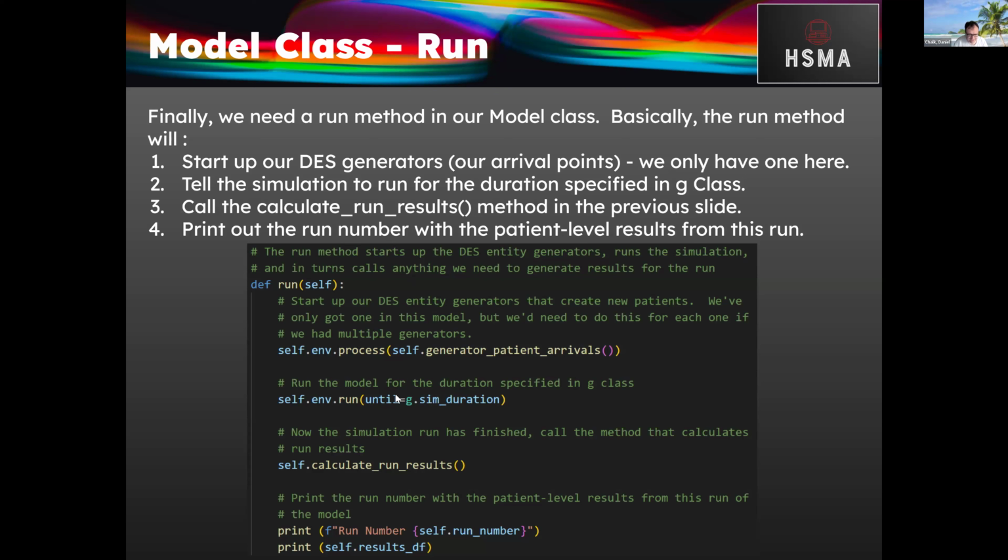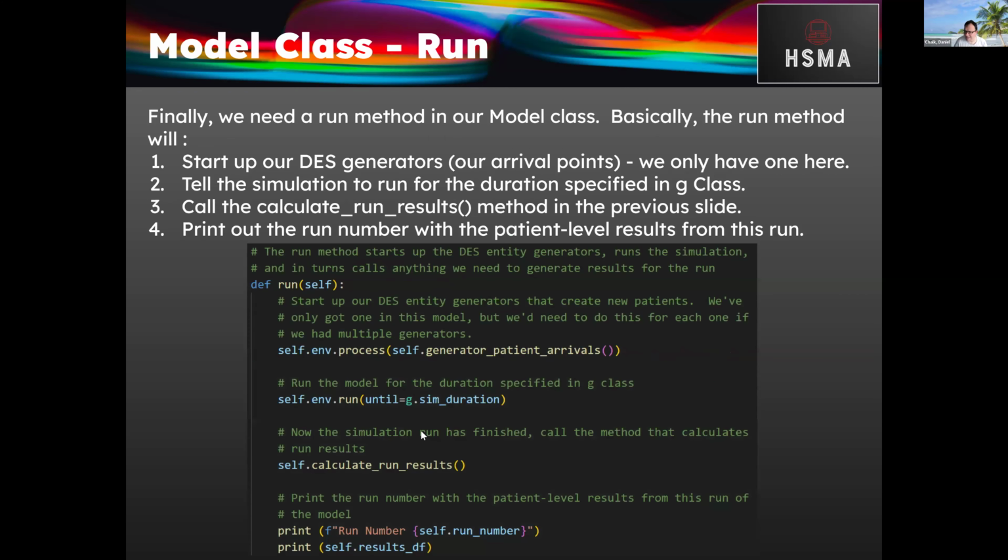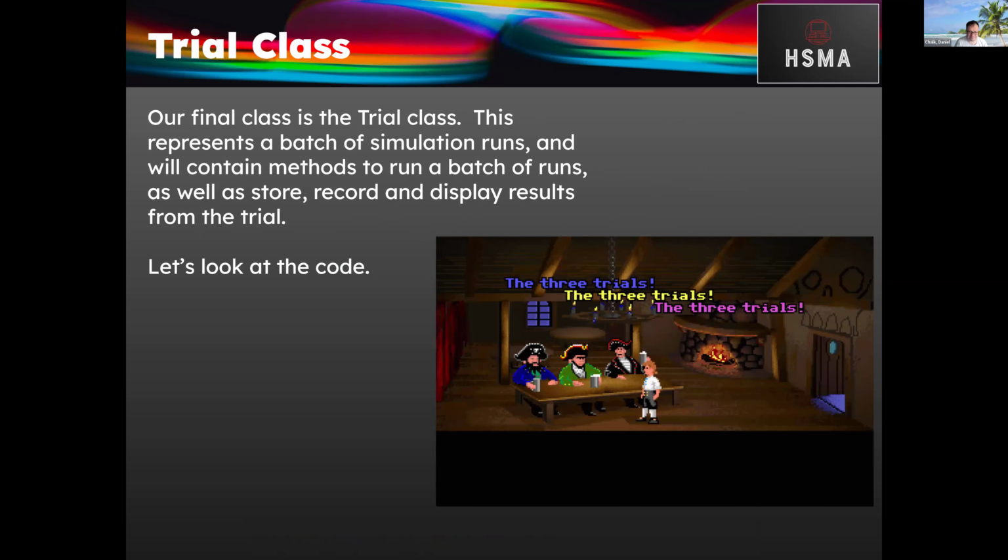Once the simulation has run, it will get down to this point. That will be a single run of the simulation, and we will then run the calculate run results method here, that one I just wrote, that will then calculate on average how long the average patient spent in this run queuing for a nurse. And I'm just going to have a little bit down here where I'll then print the run number and say that was the result for this particular run. So that's the model method. That was the big one.